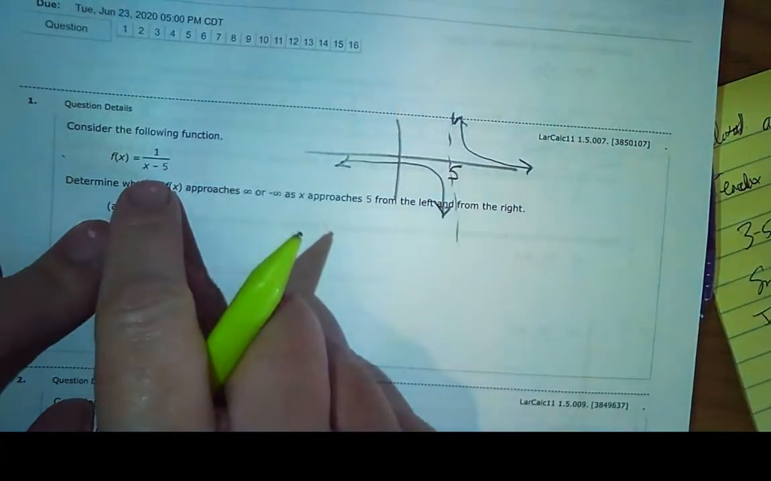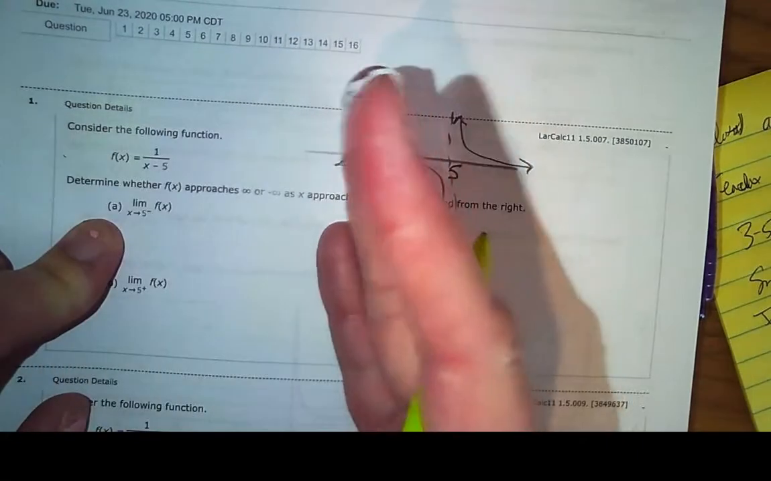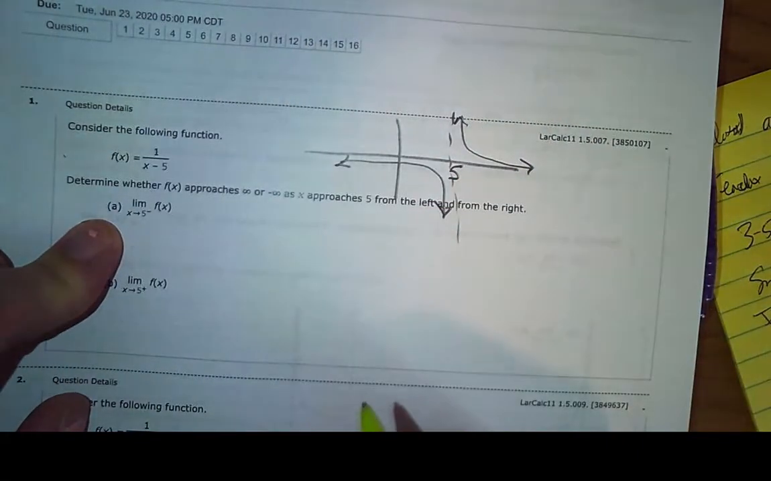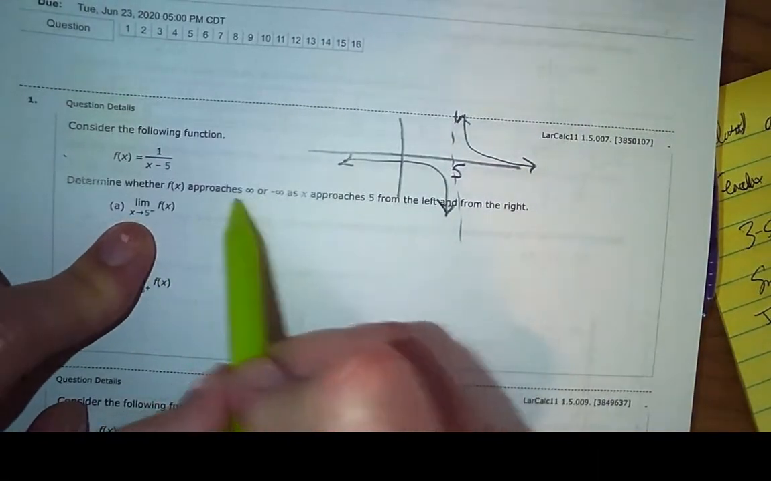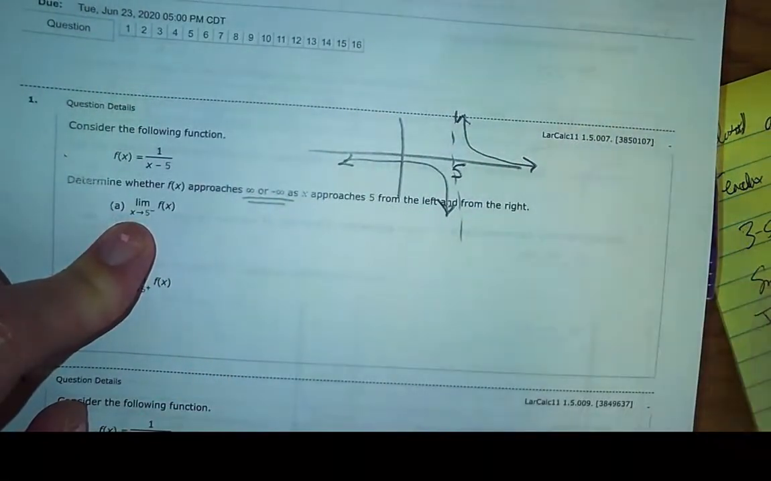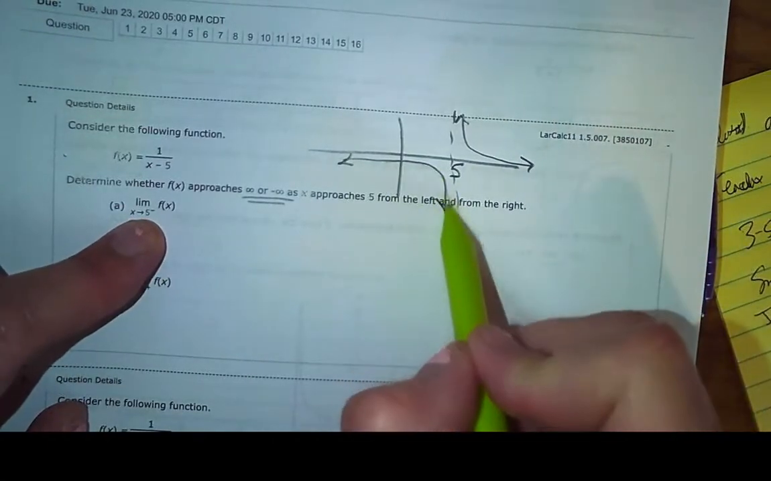How do I know it's at 5? Because if I sub in 5, 5 minus 5 is 0. My denominator is 0. My function's undefined. Okay, so what is my, and notice again that this has, you better put in infinities, either positive or negative infinity for an answer. Do not put does not exist. All right, so as I come at 5 from the left, where is my tail going?